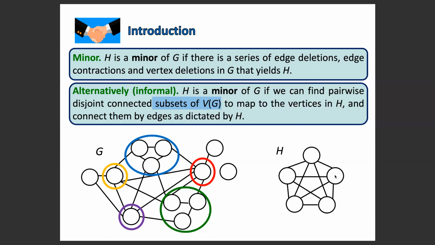Notice that in H there is an edge between them, so there must be an edge between these connected subsets in G. If in H there wasn't an edge between them, then in G there might be an edge between them, but we don't have to have this edge between them.